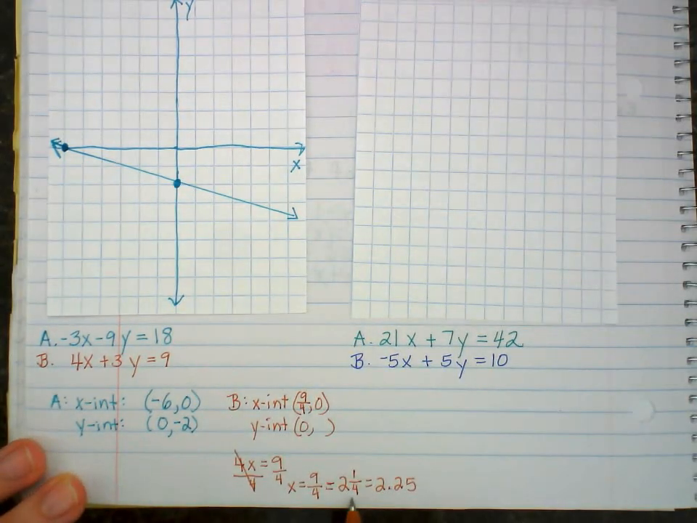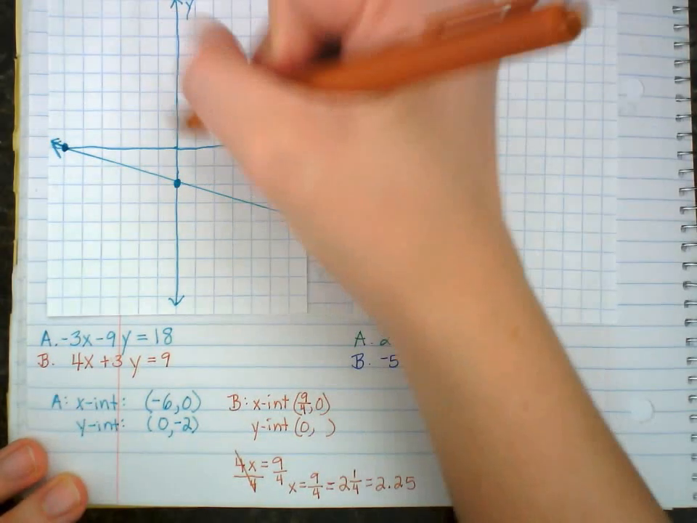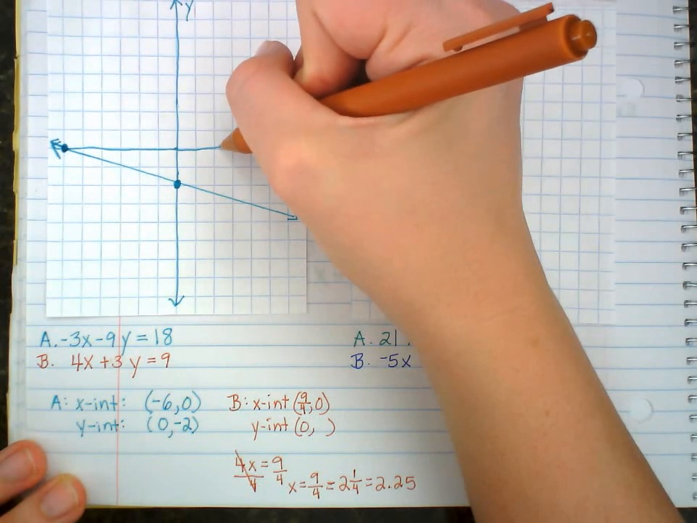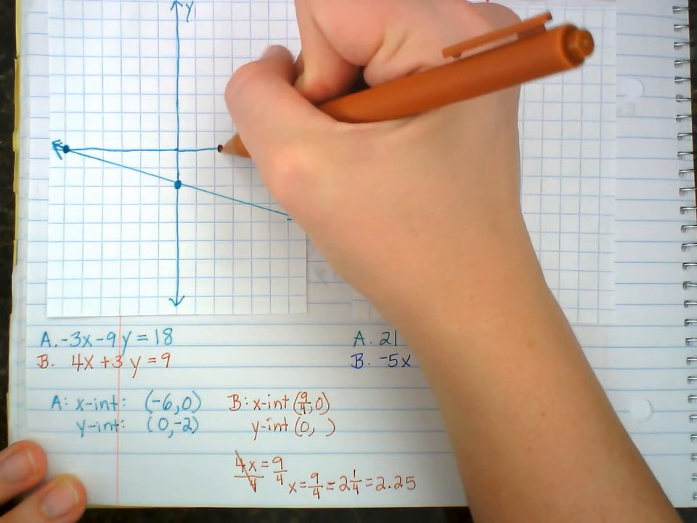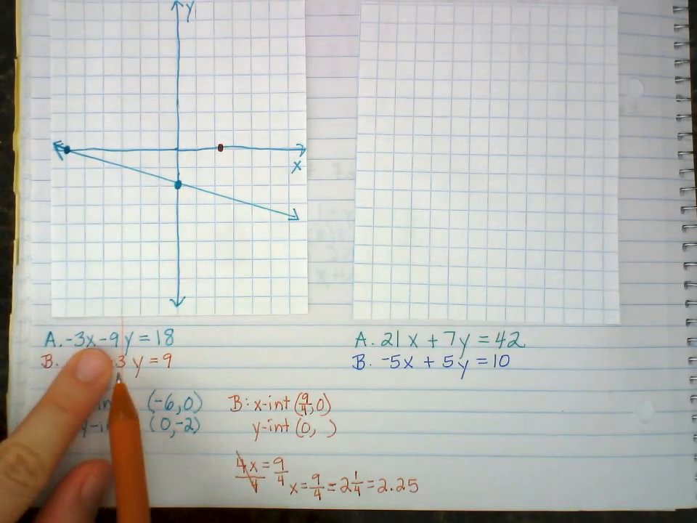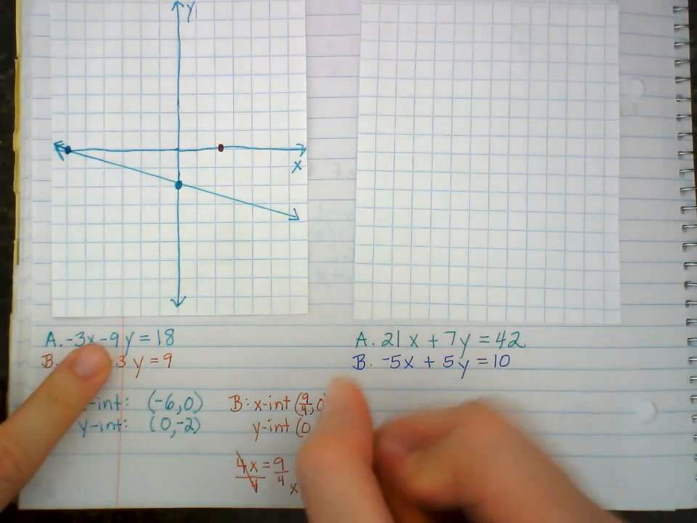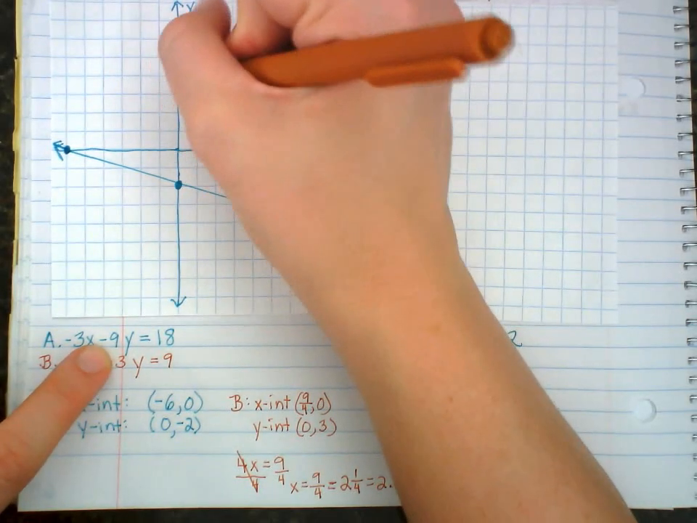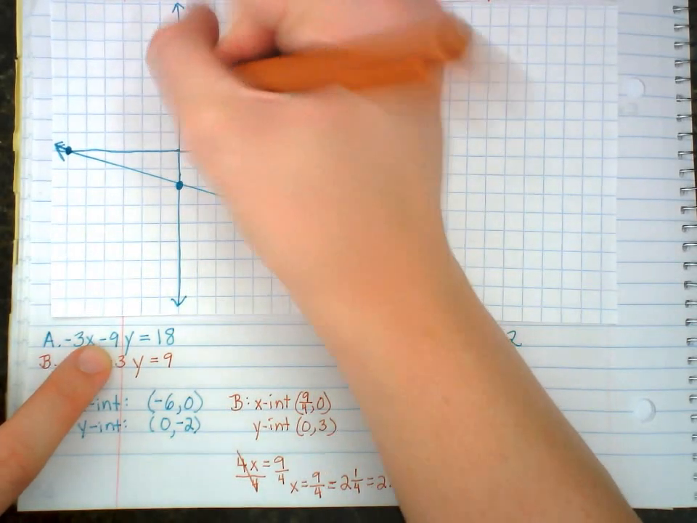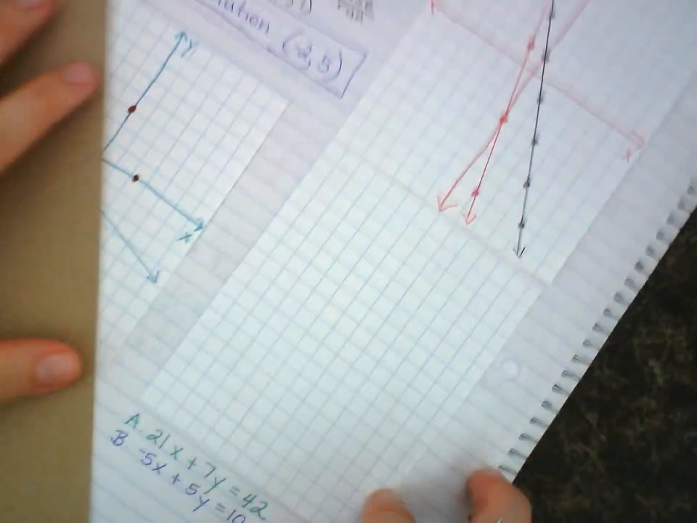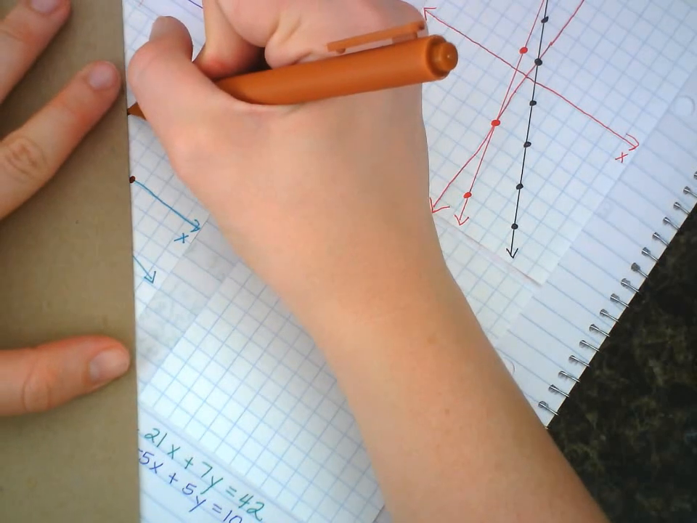9 over 4. So, 2 1/4, 0. 1, 2, and a little bit, 0. Okay? Y-intercept when x is 0. So 3 times what number equals 9? 3 times 3 equals 9. So 0, 3. Okay, well, I actually don't know the solution to this one, so let's graph it. Connect the dots.